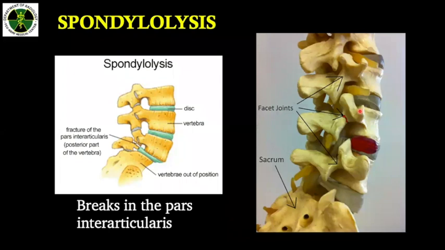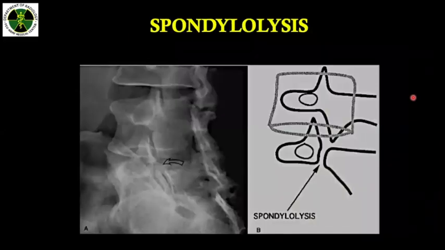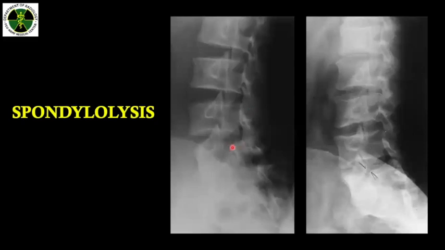Spondylolysis refers to a break in the pars interarticularis, which can be hard to see, but the oblique view for the lumbar spine helps us identify a fracture in that area. If there is a fracture in the neck of the Scotty dog, then that is spondylolysis. So here again, there is a break in the neck, and that is the fracture in the pars interarticularis.